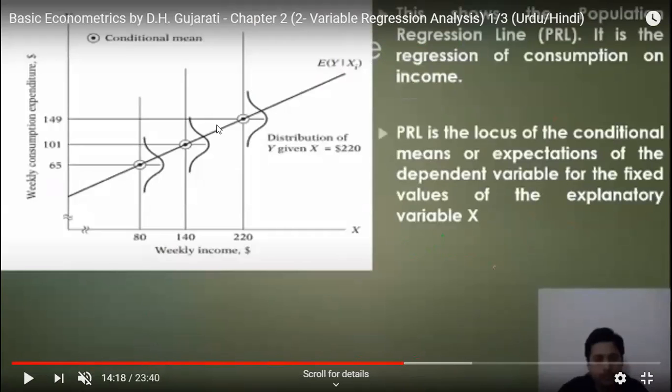You add the points and you get this conditional mean of y. What is the height of this line? Straight line. Hello? What is the height of this one? What is the height of this straight line telling you?